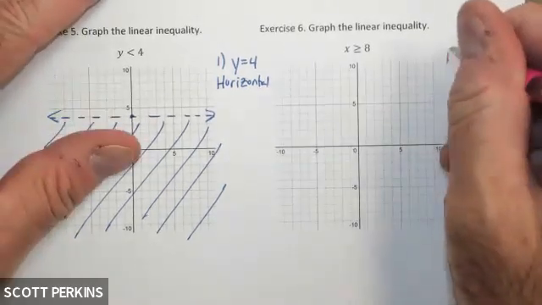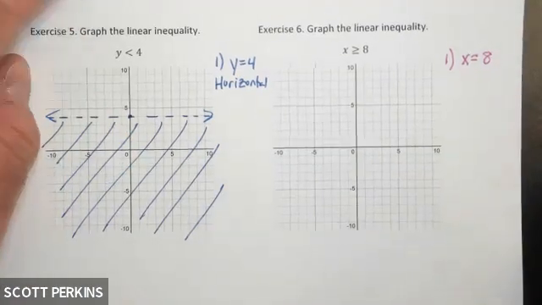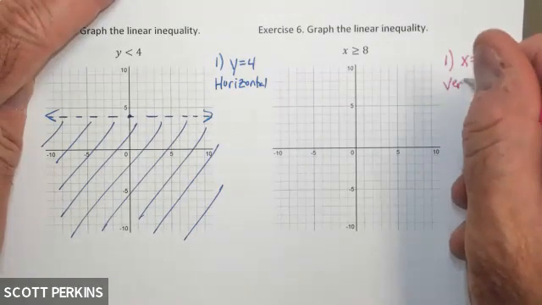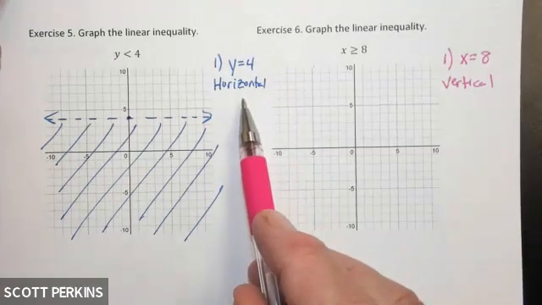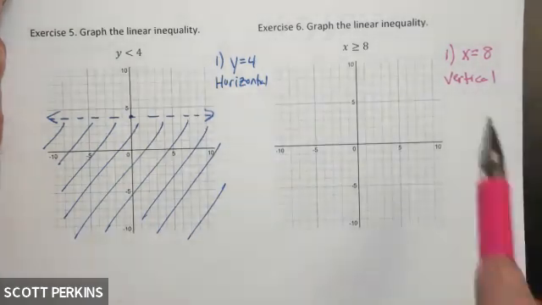So my boundary in this case is x equal to 8. And x equal to 8 is an example of what kind of line? Vertical. Just as an aside, it's not necessary for this problem, but I'm just trying to be thorough. What's the slope of a horizontal line? 0.